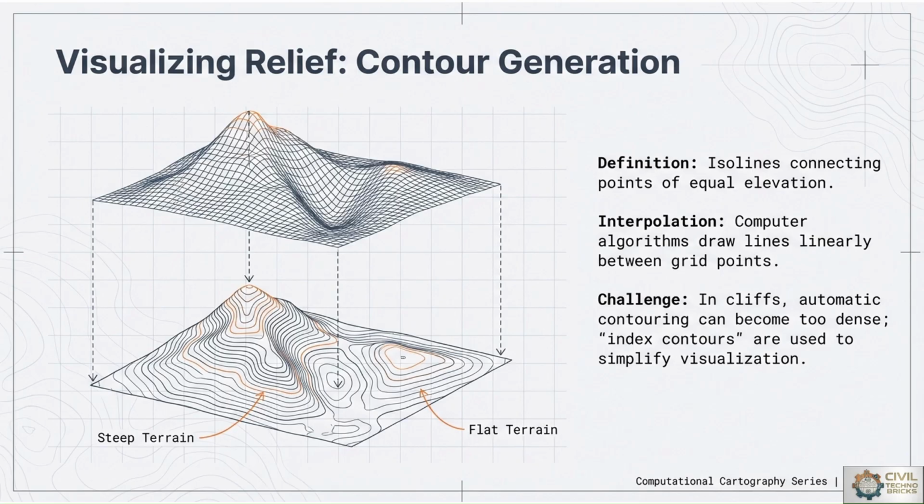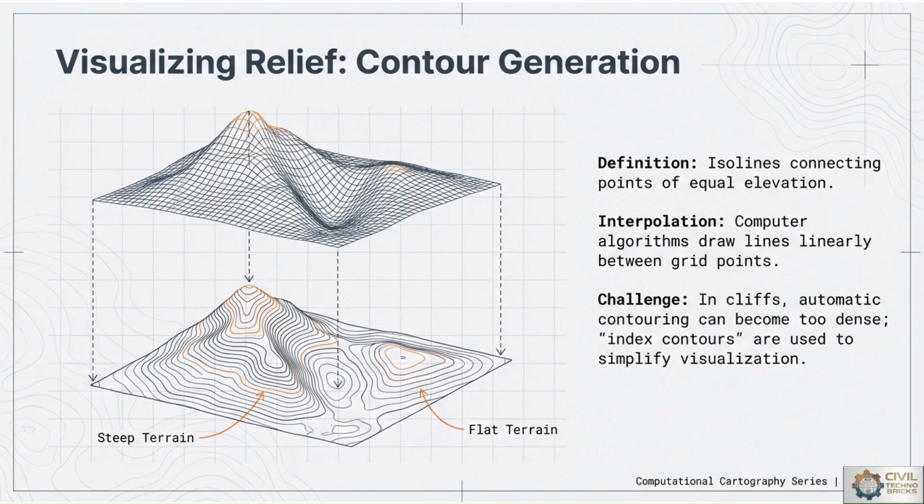The most important challenge is that in clips, automatic contouring can become too dense. So index contours are used to simplify visualization. Here we visualize the actual or natural terrain with reference to the contour generation with equal elevation grids. In terrain analysis, the most common outputs are slope and aspect maps. Slope tells us the rate of change of elevation, that is steepness, which is critical for identifying areas prone to landslides or determining the maximum gradient of a new road.